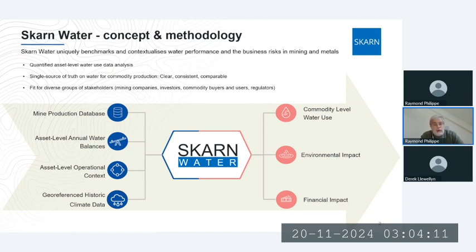The way we work on our data sets, first we take our mine production database developed at Skarn Associates. We overlay that with asset level annual water balances that we update twice a year. We put that into asset level operational context. I will come back to that in just a bit. We also overlay that with georeferenced historic climate data, and that gives us an indication about exposure related to water availability, drought and floods, for example.